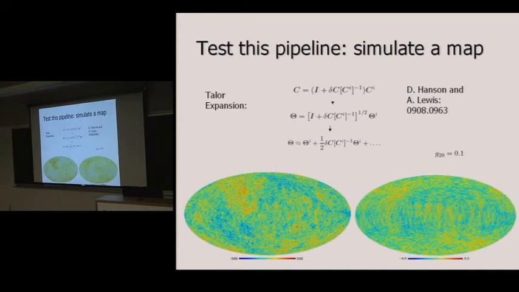This is a simulation of the map. The left-hand side is the isotropic map, and the right-hand side is the pure anisotropic part of the map, obtained by substituting G20 equals 1. So this is the anisotropic part, and this is the isotropic part. We add them together and test whether these estimators will pick them up.